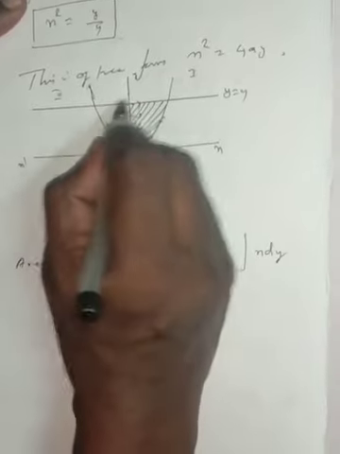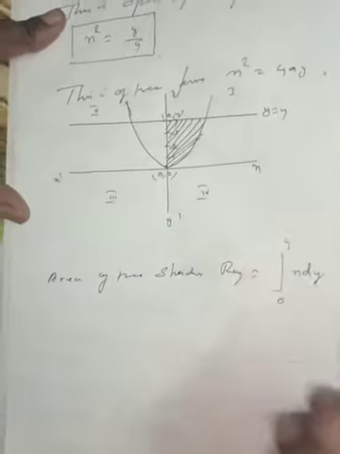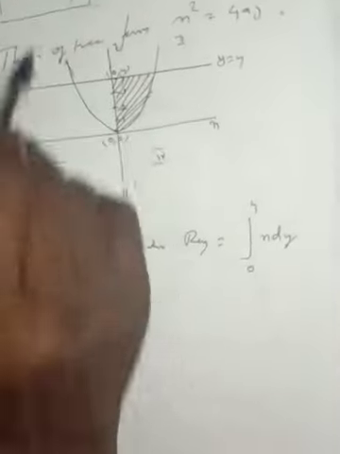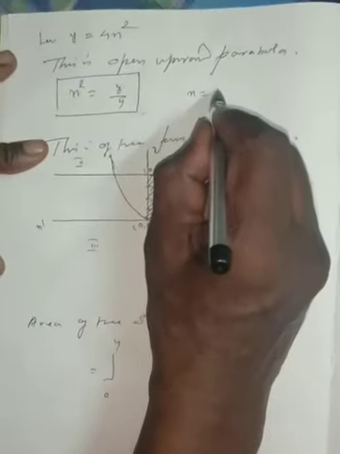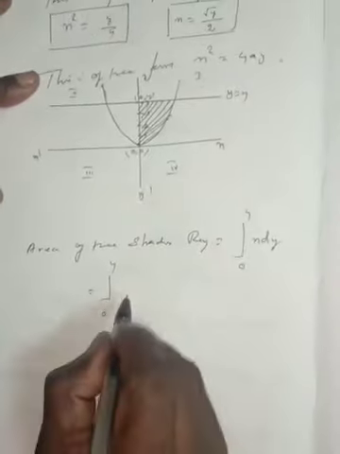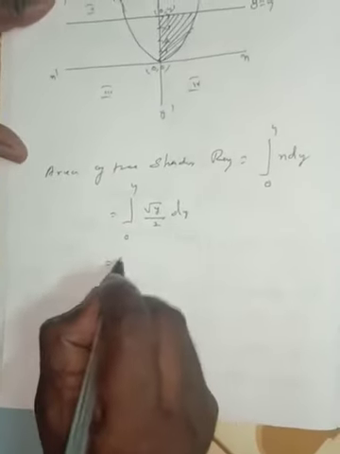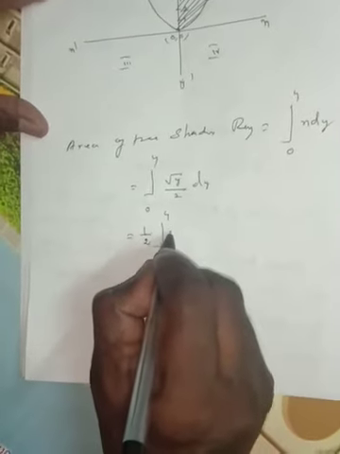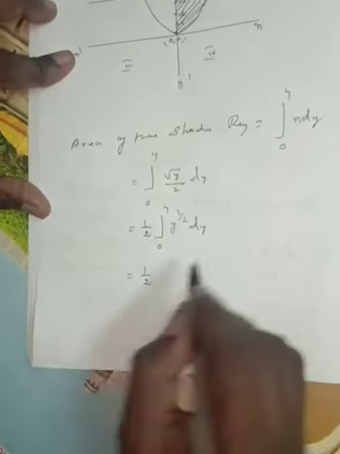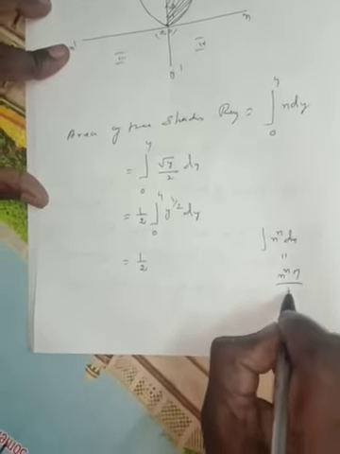Here 0 comma 0. Here 0 comma 4. So lower limit is 0, upper limit is 4. Integral of x dy is equal to integral 0 to 4 x. Take root on both sides. We get x is equal to root y divided by 2. Apply x, root y divided by 2 into dy. That equals 1 by 2, integral 0 to 4, y power 1 by 2 into dy. Formula: integral of x to the power of n dx is equal to x to the power of n plus 1 divided by n plus 1 plus c.